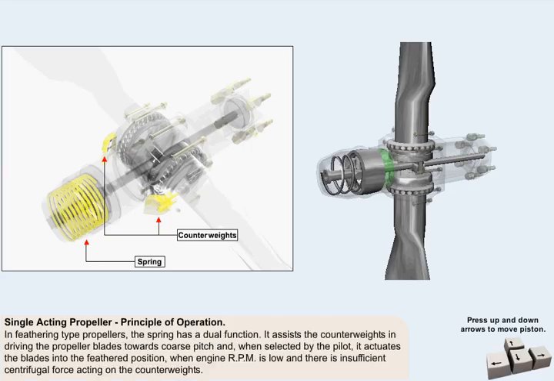In feathering-type propellers, the spring has a dual function. It assists the counterweights in driving the propeller blades towards coarse pitch, and, when selected by the pilot, it actuates the blades into the feathered position, when engine RPM is low and there is insufficient centrifugal force acting on the counterweights.